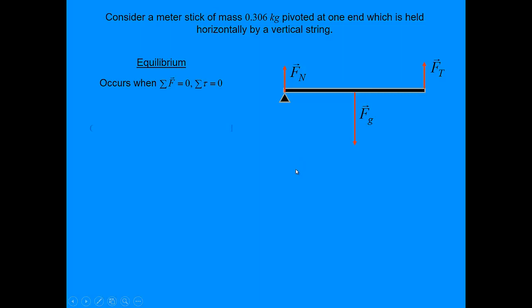So we call this static equilibrium. Static means not moving, if you remember its use in static friction. It was friction when the surfaces aren't moving with respect to one another. So this is static equilibrium. It's a very important case.